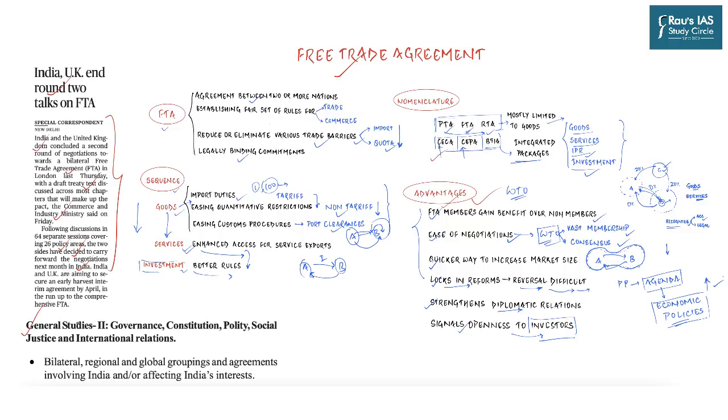Because if you look into GS paper 2, bilateral groupings and agreements involving India and/or affecting India's interests is a part of your syllabus. And so it becomes important for us to understand free trade agreements.